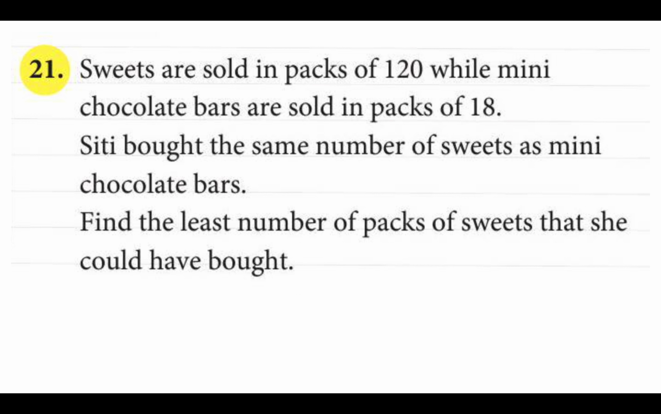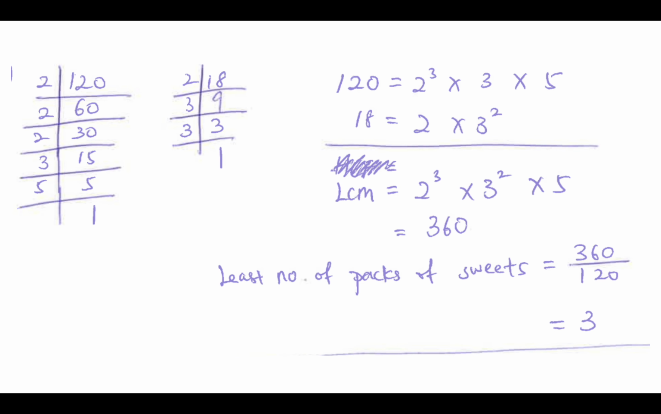Sweets are sold in packs of 120, while mini chocolate bars are sold in packs of 18. So Siti bought the same number of sweets as mini chocolate bars. Find the least number of packs of sweets that she could have bought. So what's happening here? We are actually trying to find the LCM, right? Because the LCM would be the number of the mini chocolate bars and the sweets.